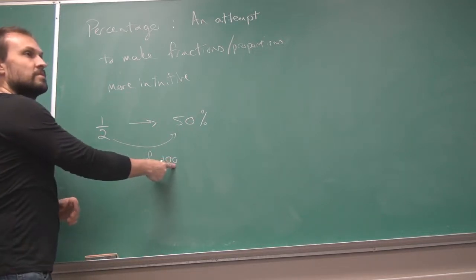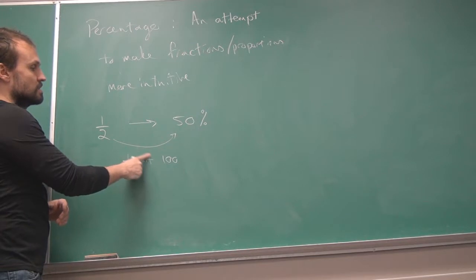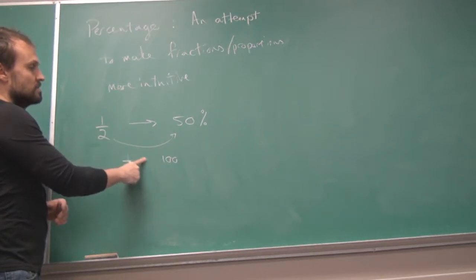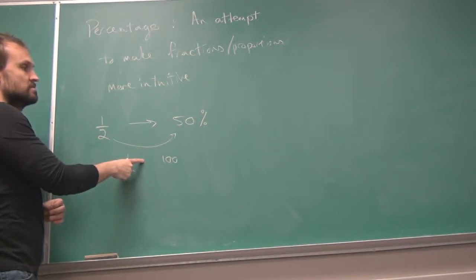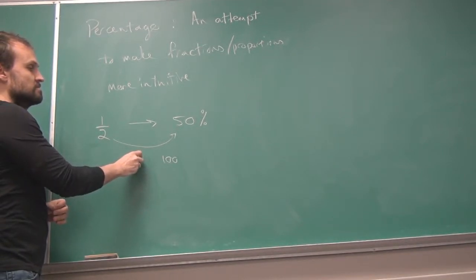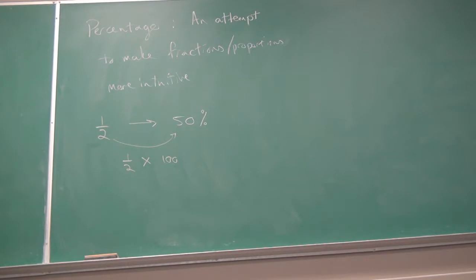So fraction of a number, what does this "of" mean? What's the calculation behind the "of"? Multiplication. Of means multiplication. Fraction of a number, multiplication. So 1/2 times 100 is clearly 50%. Super easy.